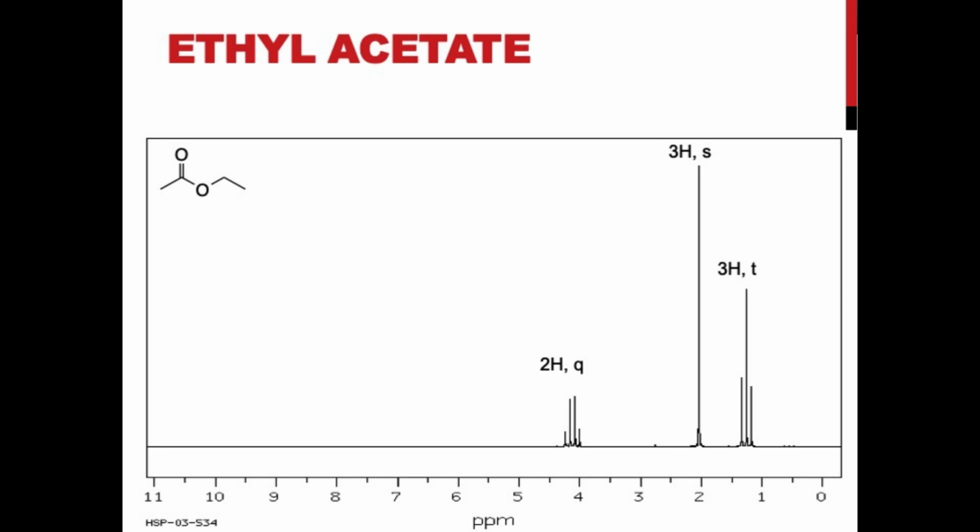Here I have ethyl acetate, and there are 3 signals in the NMR. And that means there are 3 types of protons. There's the CH3 beside the C double bond O. And then there's the CH2 that's bonded to the oxygen of the ester. And then the CH3 at the end of the chain. So there again, we have 3 types of protons.